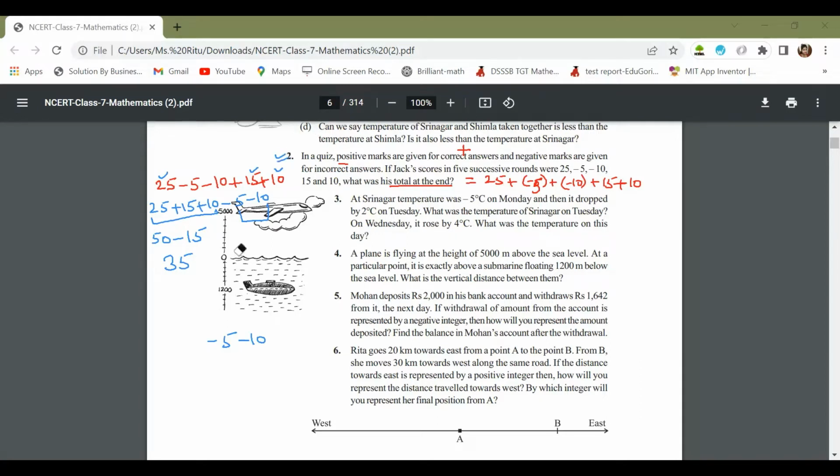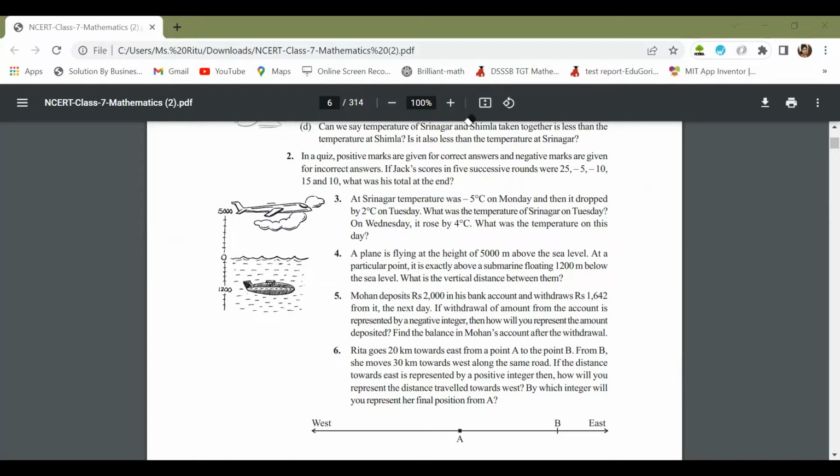Let's switch to question number 3. At Srinagar, temperature was minus 5 degree Celsius on Monday. So Monday को श्रीनगर पे temperature दिया हुआ है minus 5 degree Celsius. And then it dropped. Dropped means कम हो जाना. Then it dropped by 2 degree Celsius on Tuesday. तो Monday को इतना temperature है, Tuesday को 2 degree कम हो गया है.